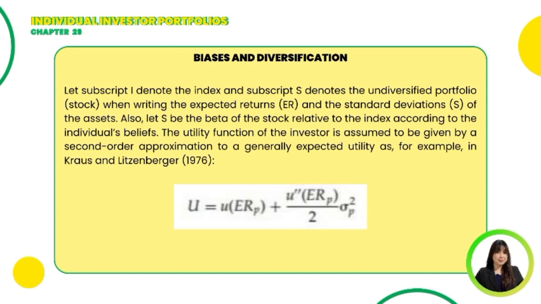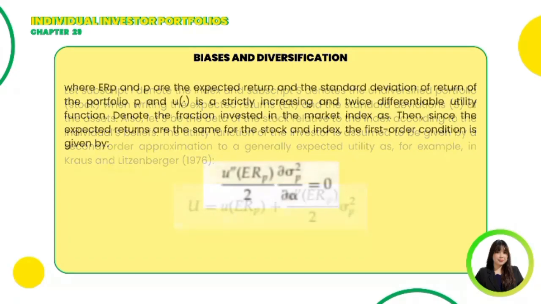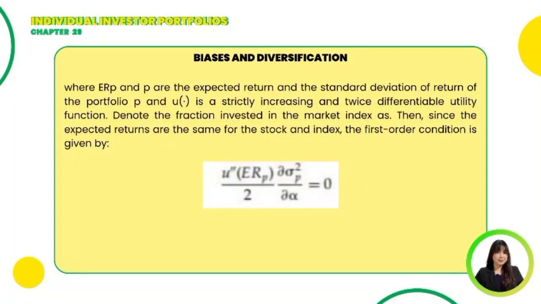The utility function of the investor is assumed to be given by a second-order approximation to a generally expected utility, as, for example, in Cross and Litzenberger 1976. Here ERP and σP are the expected return and the standard deviation of return of the portfolio, and U is a strictly increasing and twice differentiable utility function.